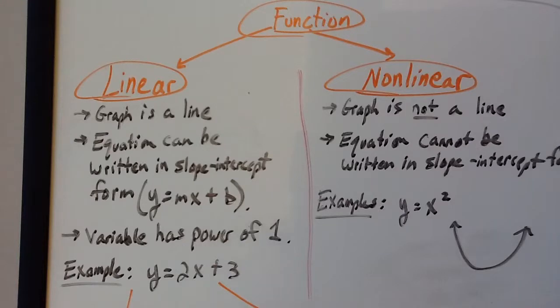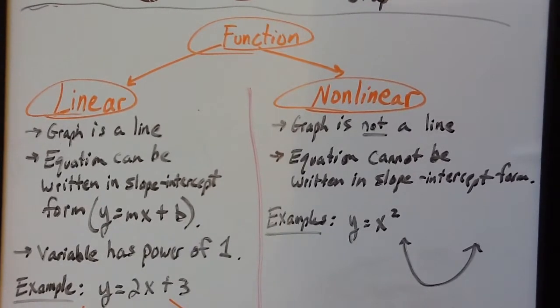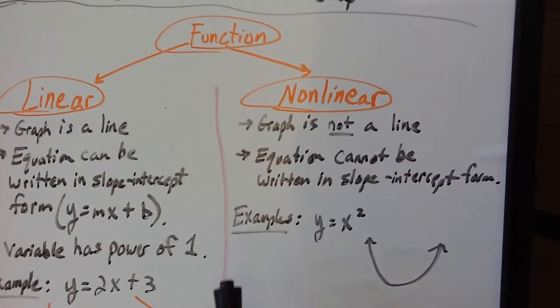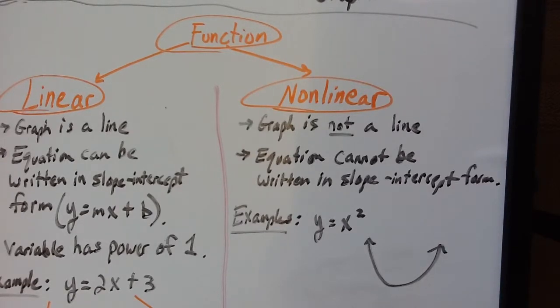If you were to graph this equation, it would be a line, and 2 would be the slope, 3 would be the y-intercept. Now, functions can either be linear or nonlinear. So if it's not a line, which we call non-linear, the graph is not a line, therefore the equation cannot be written in slope-intercept form. And so an example of a nonlinear function would be y equals x squared. If you were to graph this equation, the graph would look something like this, like a U shape. And so, of course, as you can see, it's not linear.